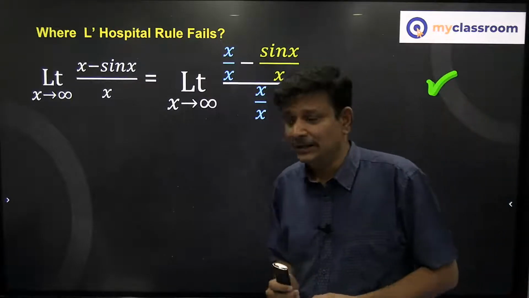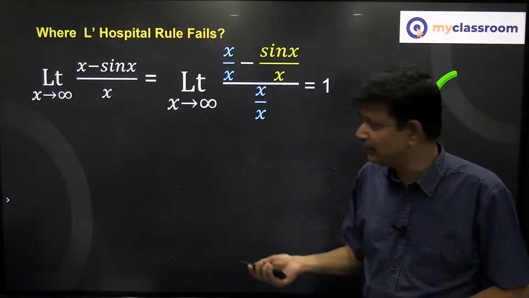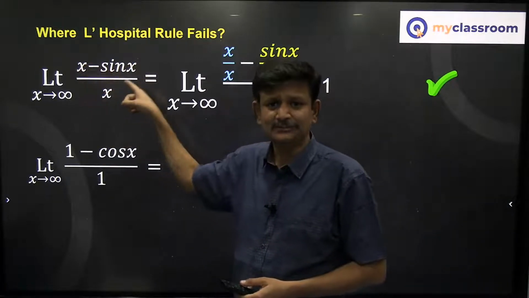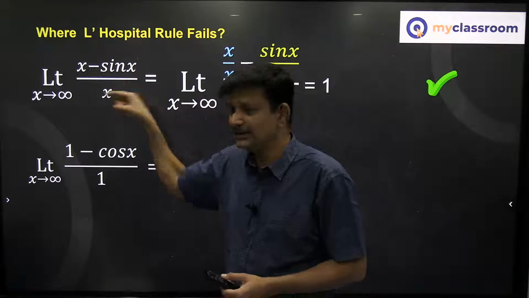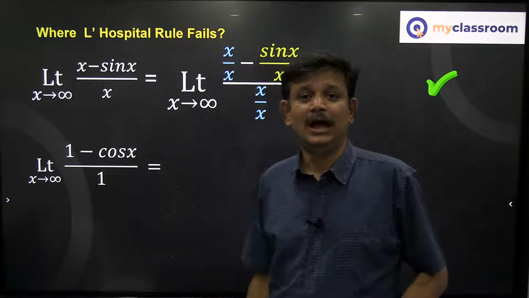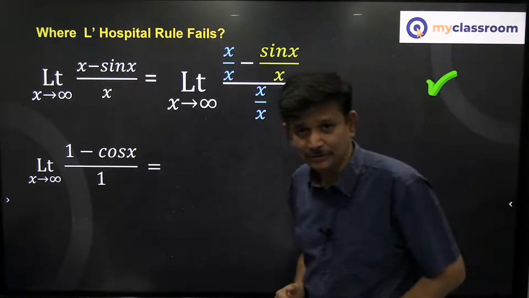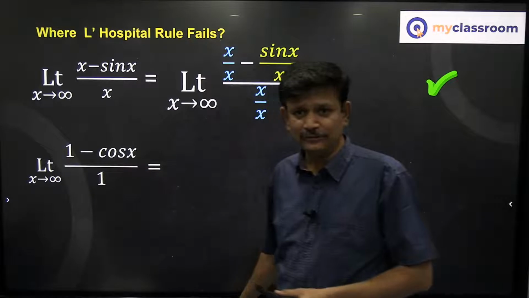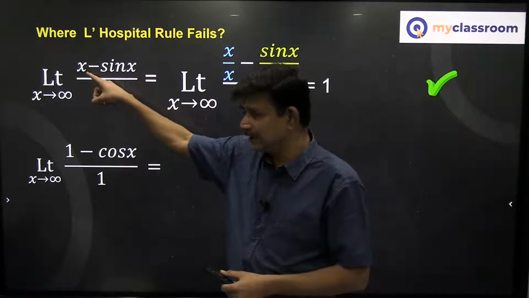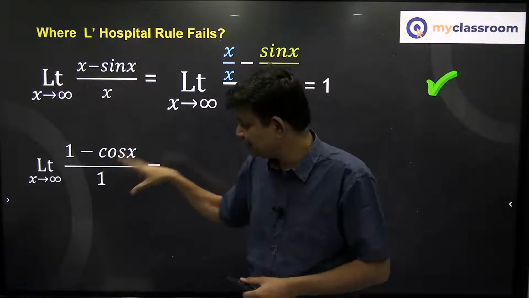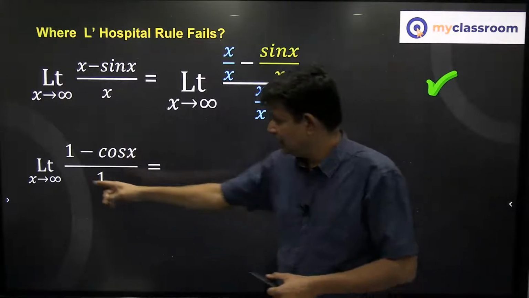Let me see if I apply L'Hospital rule here, what happens? As x tends to infinity, this is an infinitely large number, x minus sine x. Denominator is also an infinitely large number. So this is infinity by infinity form. And by our definition of L'Hospital rule, we can apply L'Hospital rule here. So limit extending to infinity, I'll differentiate numerator. What is derivative of x? 1, sine x gives cos x, and denominator x gives 1. Now what is this limit?